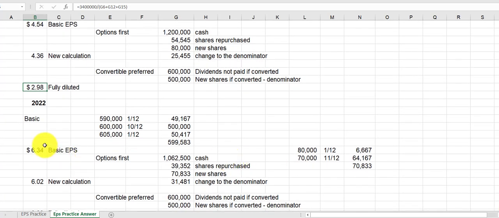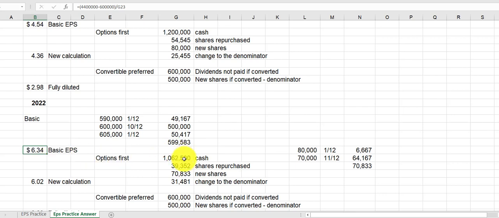And so our net income, $4.4 million. We subtract the 600,000 preferred dividends again, and we divide it by the 599,583.